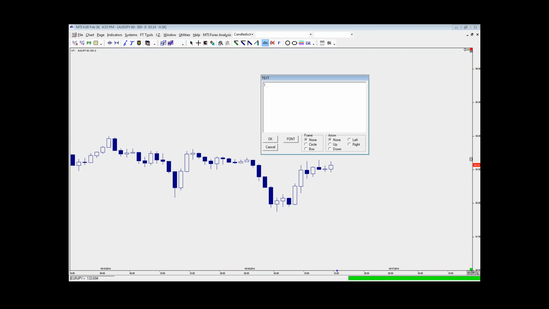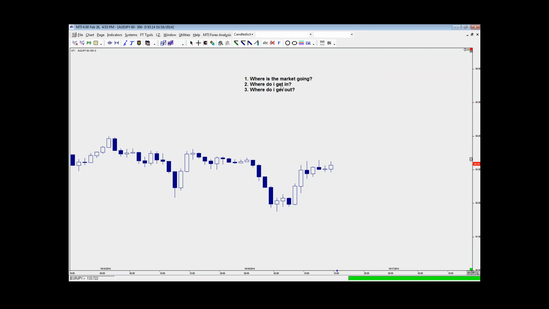Okay, so 1, the first thing you want to know is where is the market going? Number 2 is where do I get in? And number 3 is where do I get out? Okay, so that's it. Those are the 3 things that you want to master. And once you master these 3 questions, the market's all yours, okay? So first things first, where's the market going?